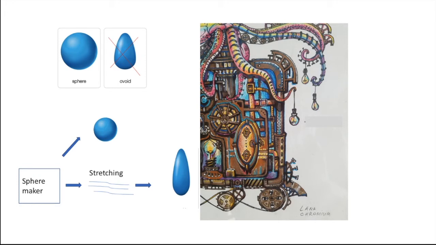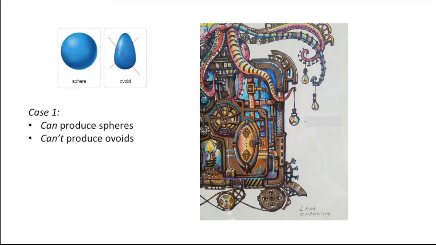There are many possibilities. It could be that the process of making ovoids is just an add-on to the process of making spheres. So perhaps there only is a sphere maker, and then some of its outputs undergo some sort of stretching to get their egg shape. In this case, a malfunction of the stretching system would be enough to account for the pattern. Of course, there could be indefinitely many more explanations at this stage, but the presence of an alternative explanation is sufficient for our purposes. So case 1 is not enough to show that there is a dedicated, independent ovoid producer.